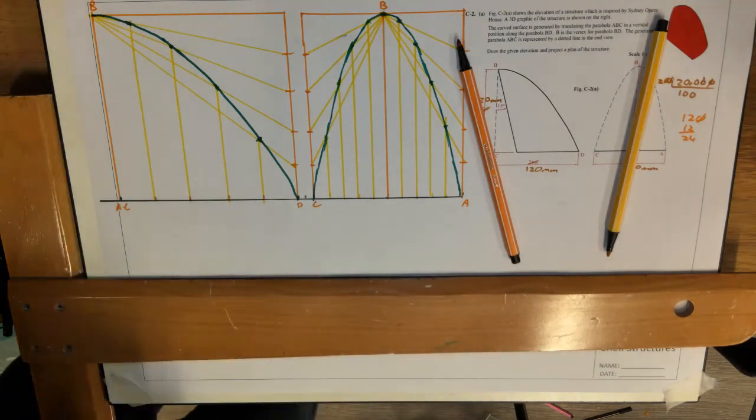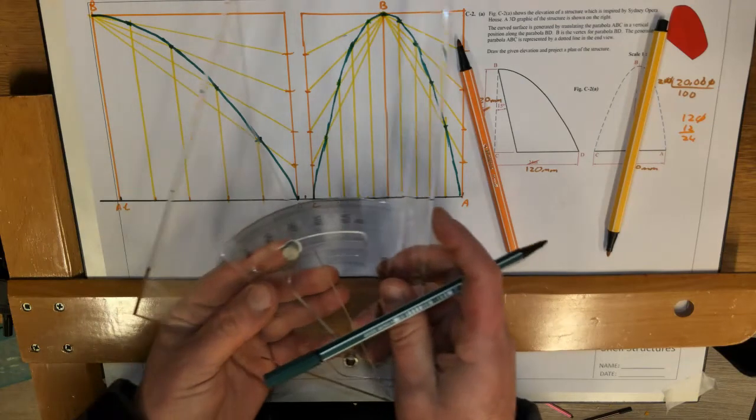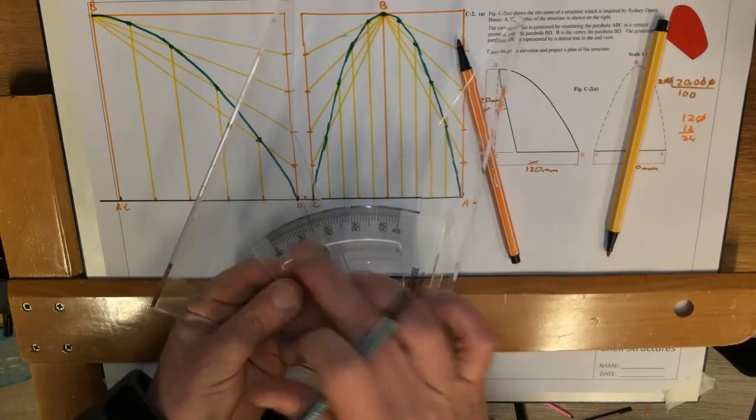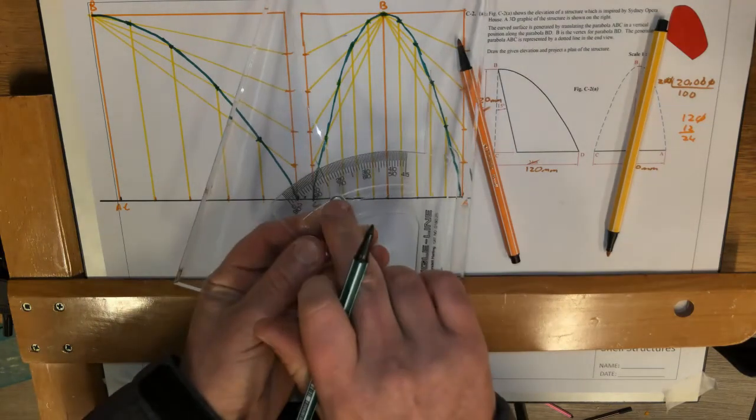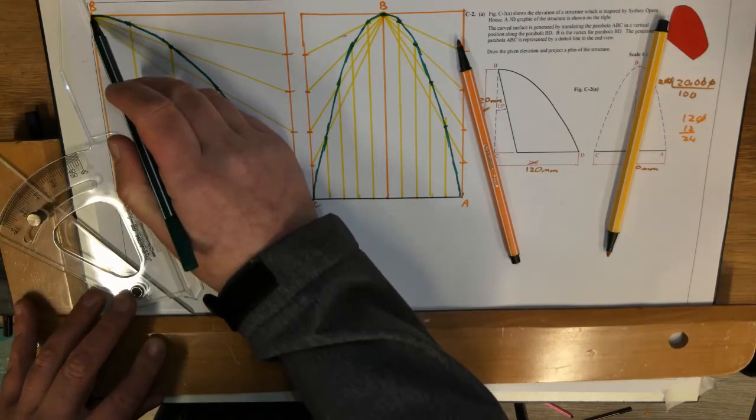So the last bit here we need to do is we need to do this 15 degrees. Now you can do this with a protractor. If you have your adjustable set square, it's the easiest. So we just twist that around until we're between 15 and 20. So we're at 15 degrees there. We'll slide this up like so, and we'll draw this.